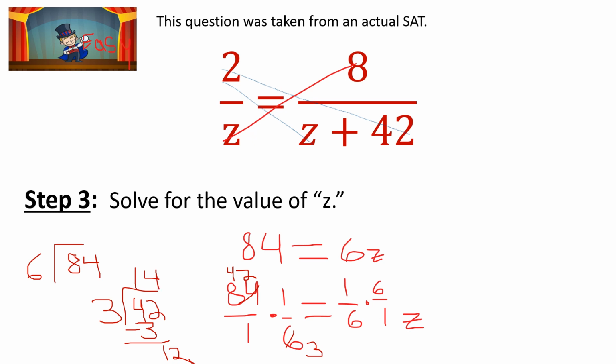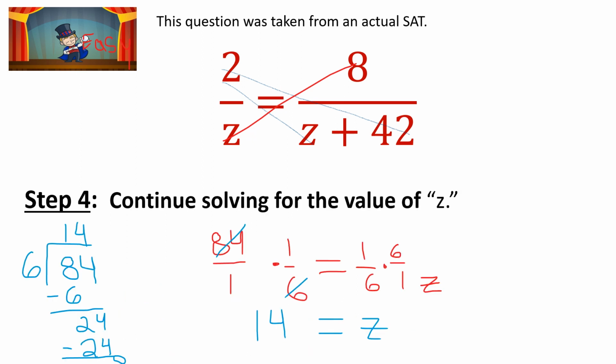And if you do this, 6 goes into 8 one time, and you have your leftover. You have 24. These are so close together. Sorry about that, but that's 4. And that's 14. So it's 14 either way you do it. Okay, so now you know 14 equals z. Well, hello, good job, 14 equals z.